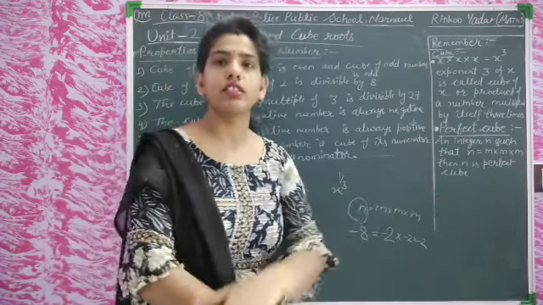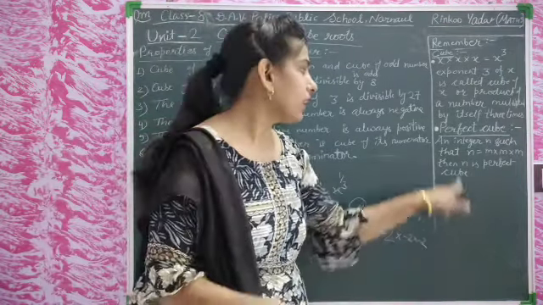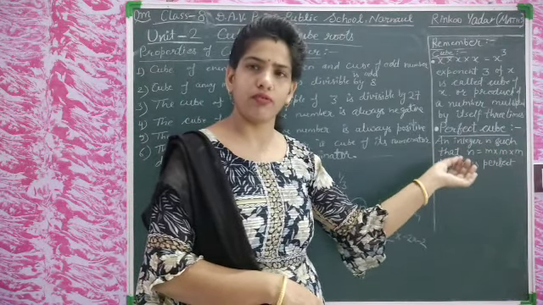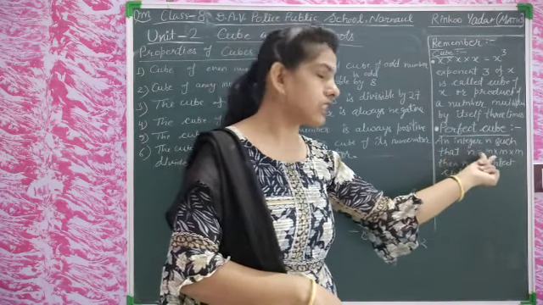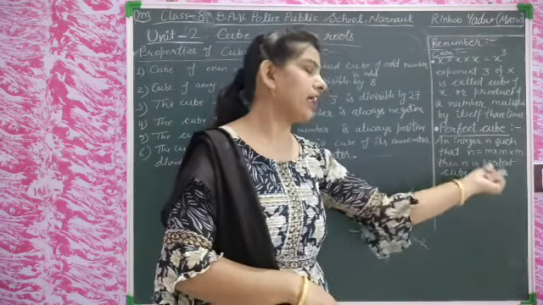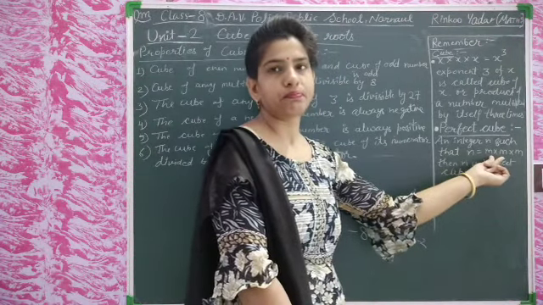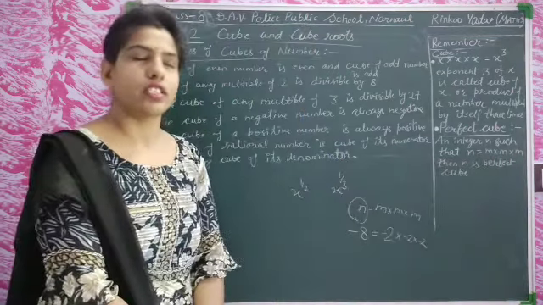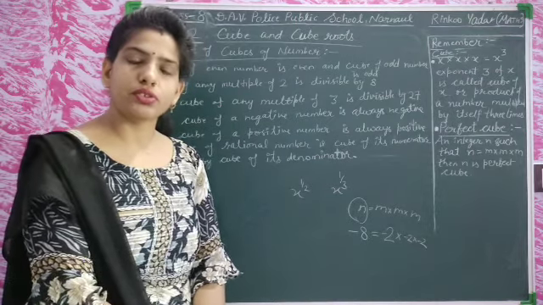So the definition is: for any integer n, we check whether it is a cube or not. If n is equal to m into m into m for some possible m, and only if m is possible, then n is a perfect cube. Is it clear to all students?